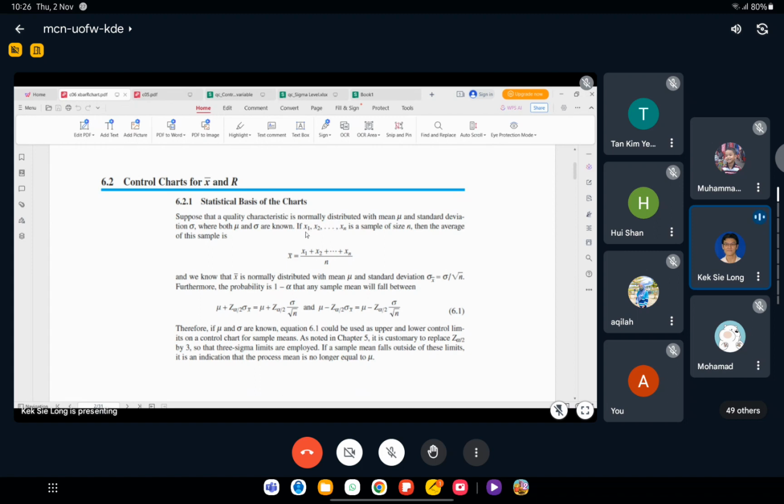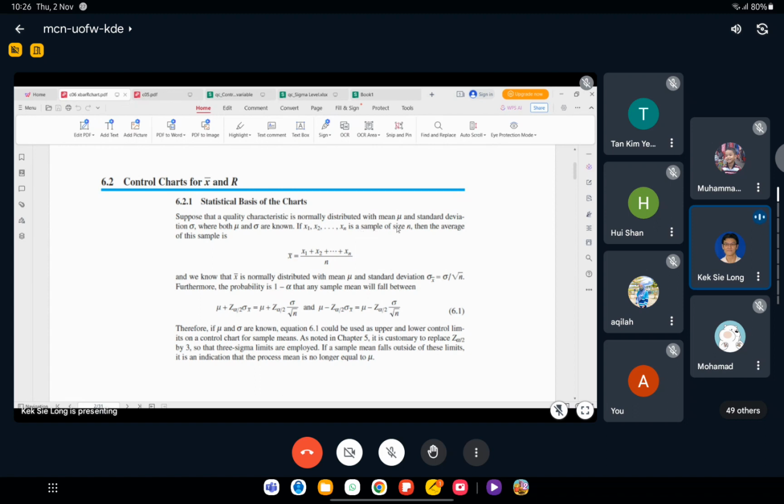Right? Is it like this? X1, a sample of size n. So each of the... it's a sample of size n. This is just words, so let us try to understand this word.